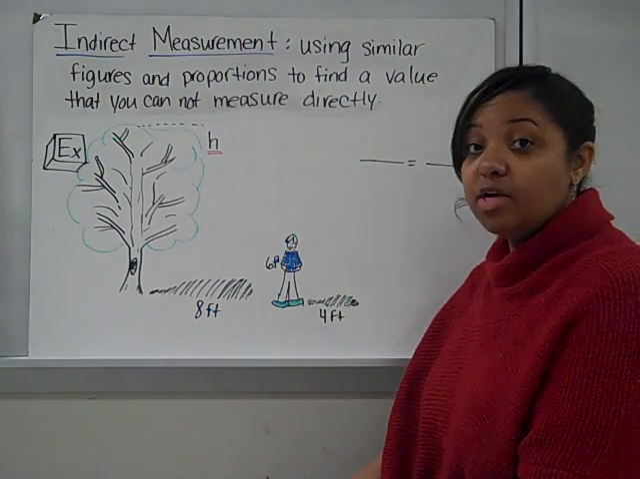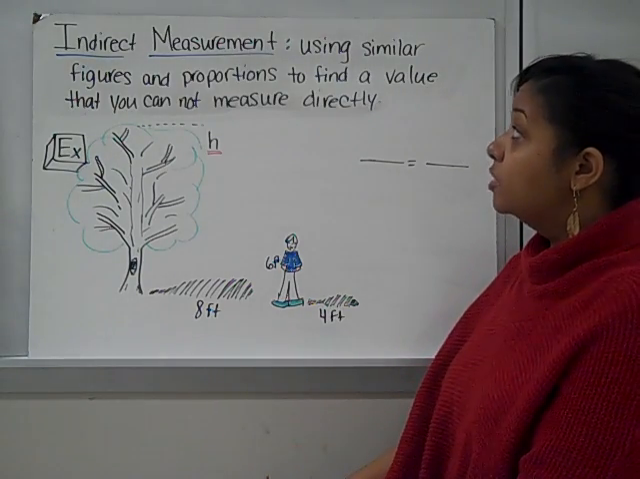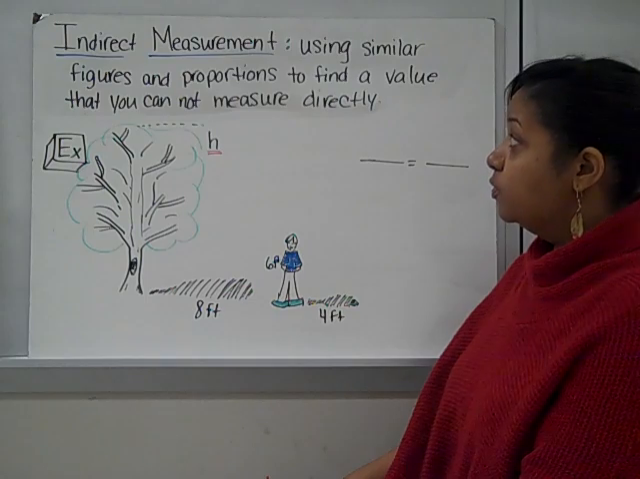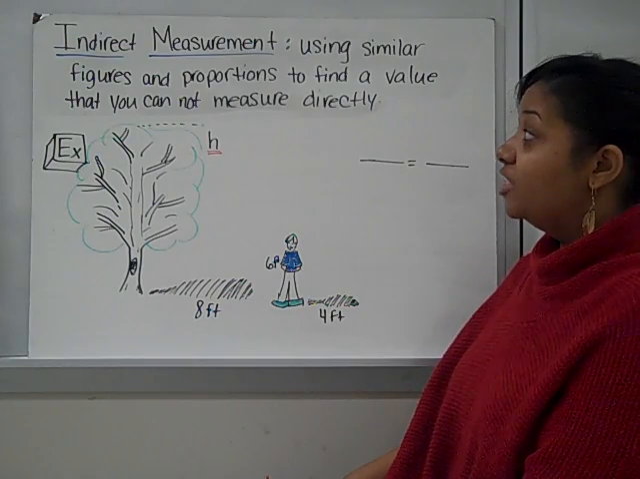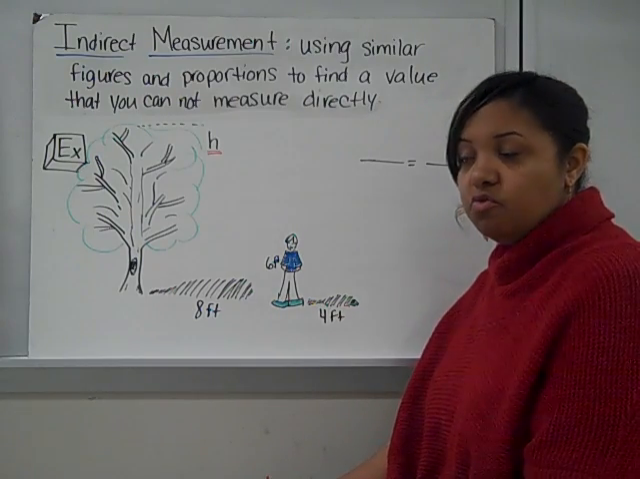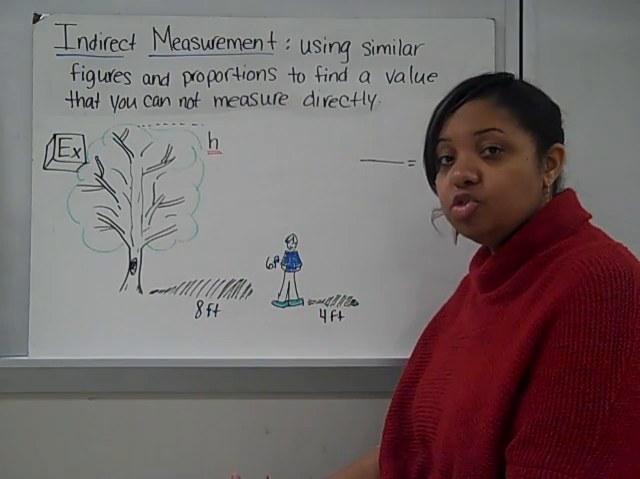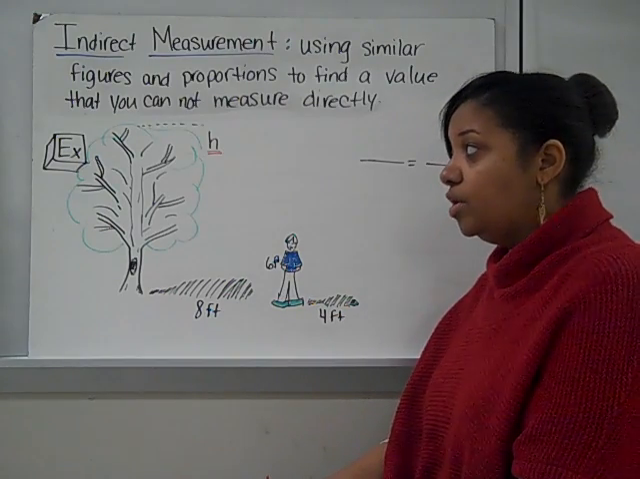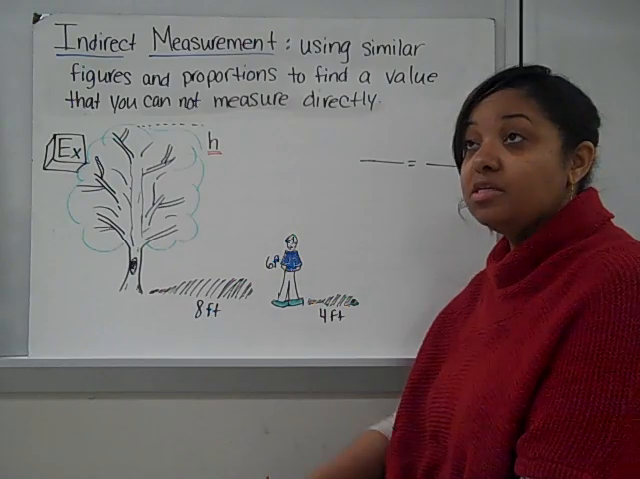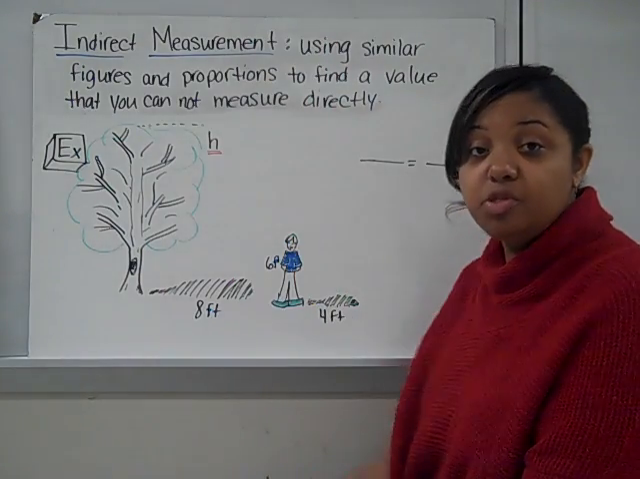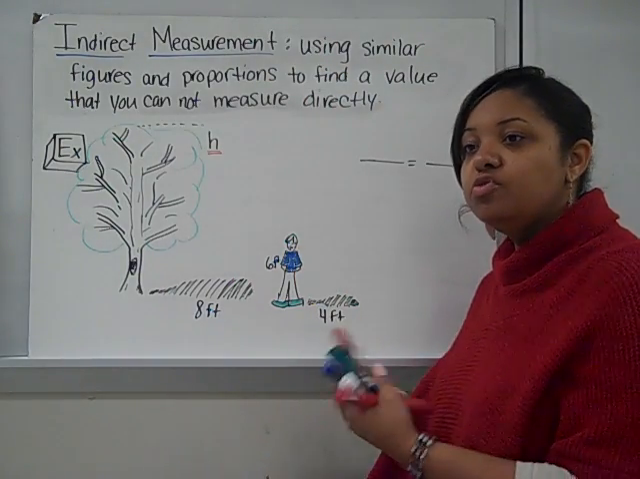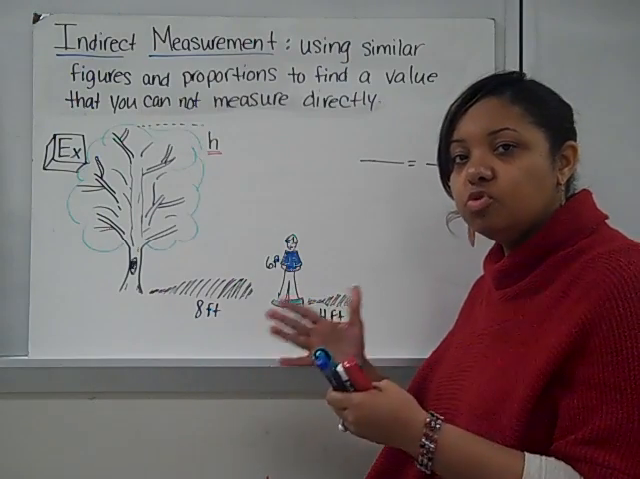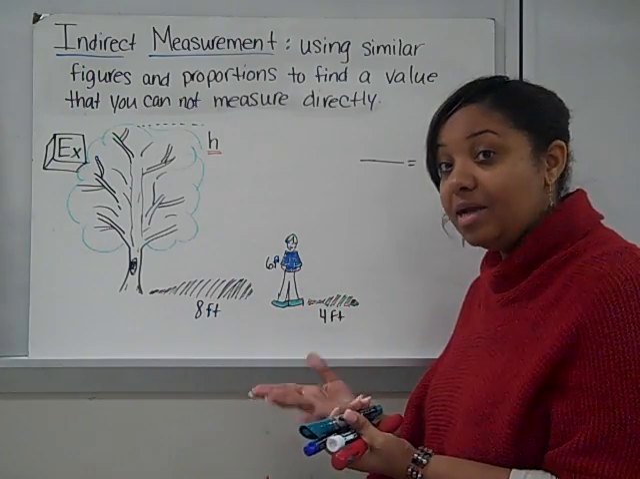Okay, this is indirect measurement. Indirect measurement is using similar figures and proportions to find a value that you cannot measure directly. For example, to find out how tall a tree is, you're not exactly going to go and climb a tree or take a tape measure and stick it all the way up to the top of the tree and find that. You're not going to do that. You're going to use indirect measurement, things that you can use closer to the ground to find out what the height is.